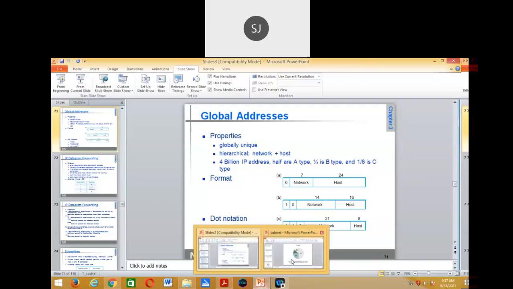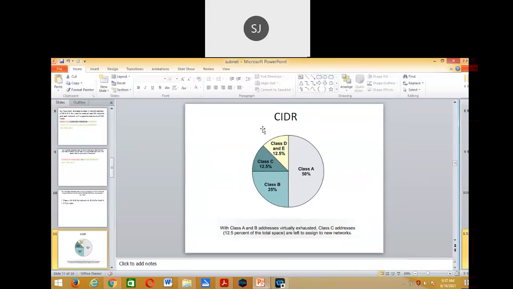So this has led to a problem, and to an improvement which we call CIDR. It is classless inter-domain routing. Now if you just see how the IP addresses are organized, 50% of the IP addresses are reserved for class A, right? The remaining 25% are used for class B.